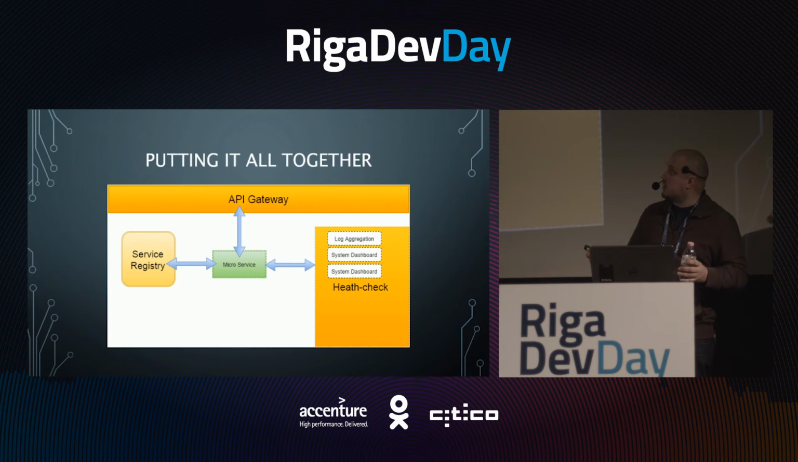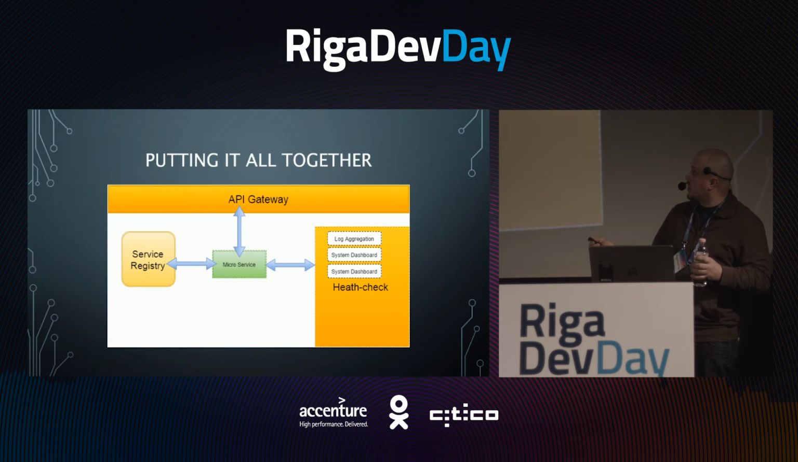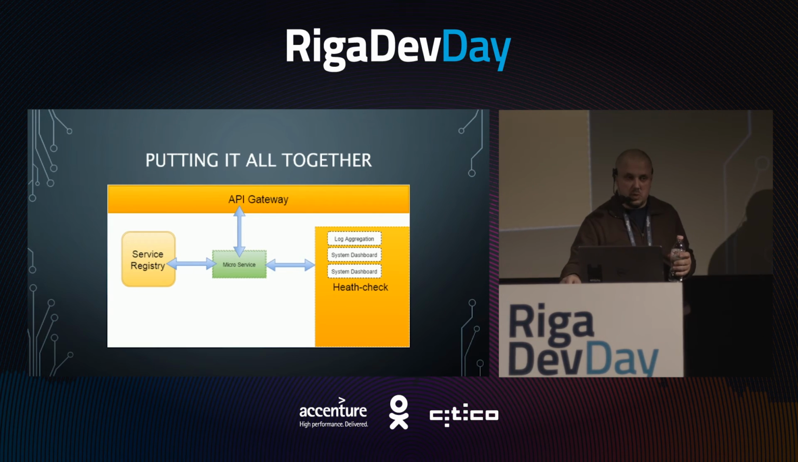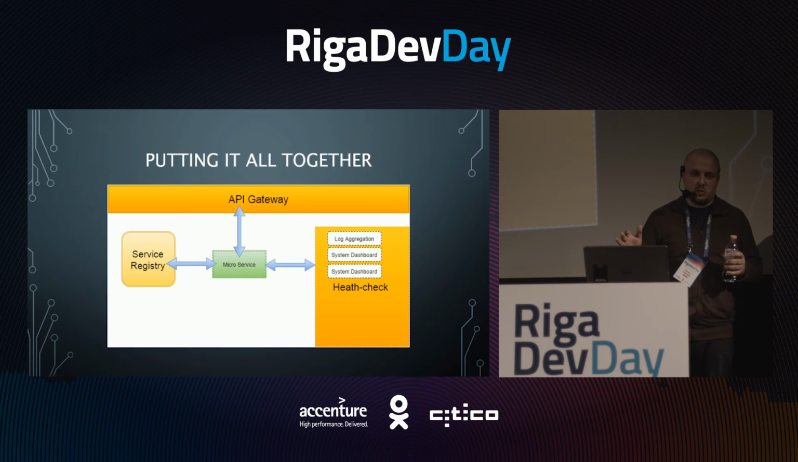So ideally, I'm not very good at drawing, so it could be something like this. Ideally, when you're going to create your first microservice, you should have decided about all of those things, and you should have them in place. Then you can start creating your microservices.